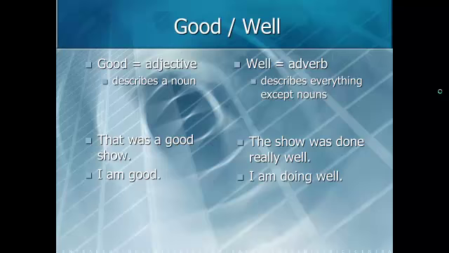The show was done really well. I'm using the word well now as an adverb because I'm not describing the show. I'm describing how it was done, and done is a verb. It's an action word. If someone were to say to you, "How are you doing?" you would say, "I am doing well." The word well is describing doing. It's not describing I.